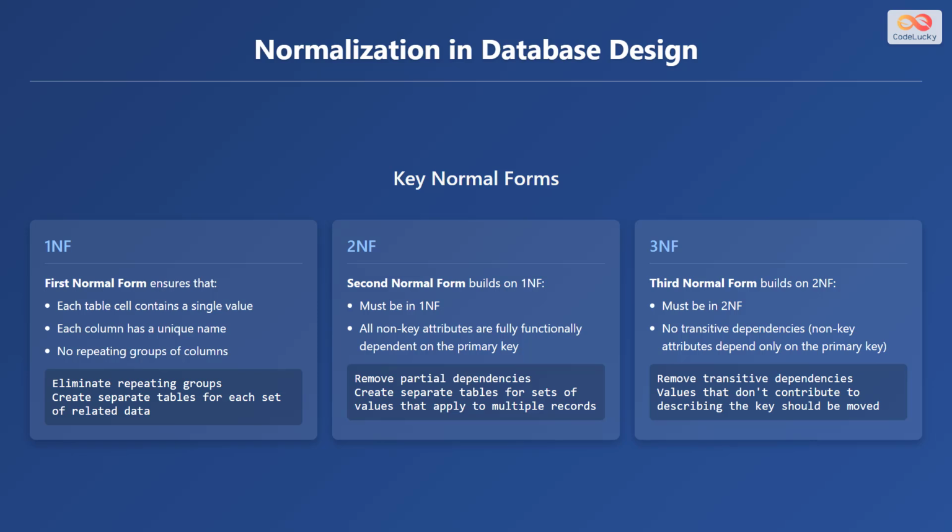Normalization is a systematic way of ensuring that a database structure is suitable for general-purpose querying and free of certain undesirable characteristics, such as data redundancy and update anomalies. Key normal forms are first normal form, second normal form, and third normal form. First normal form ensures that each table cell contains a single value, each column has a unique name, and no repeating groups of columns. Second normal form builds on the first normal form. All non-key attributes are fully functionally dependent on the primary key. Third normal form builds on the second normal form. No transitive dependencies, meaning non-key attributes depend only on the primary key.